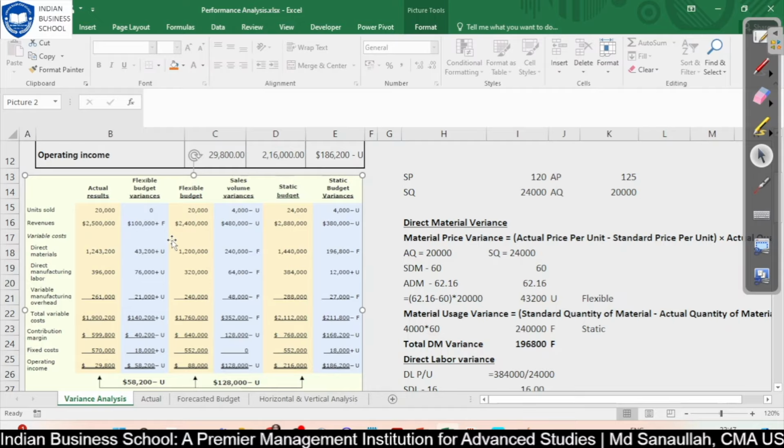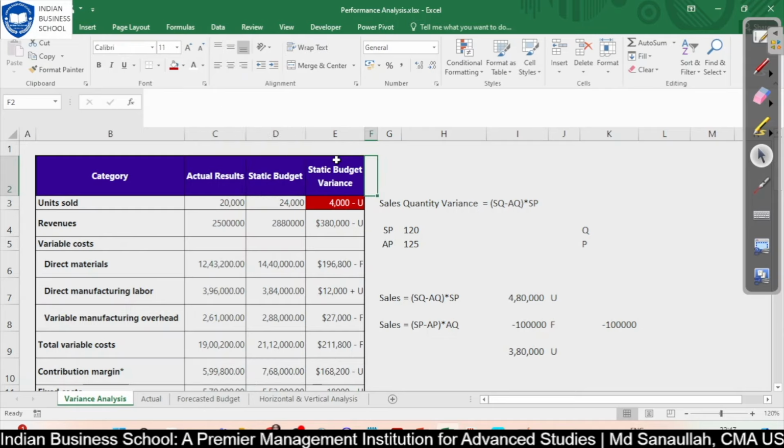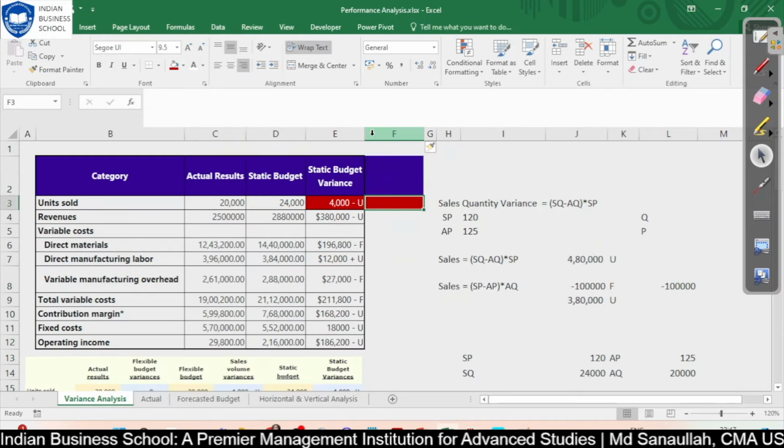Now we have the actual result, and this is our flexible budget variance. The flexible budget has been created based on your actual quantity. Here you can see this is the static budget, and we can also create a flexible budget if you want. How do we create it? Sales total budget divided by quantity, then multiplied by actual quantity, and you will get actual sales. So actual sales we have 24, but we sold at a higher price, so you are getting the positive here. This is the flexible budget.